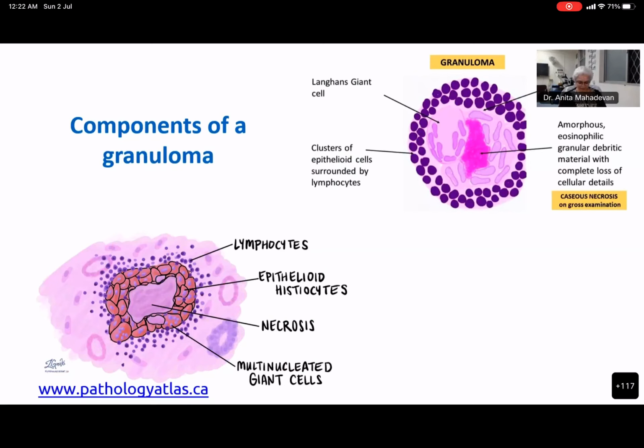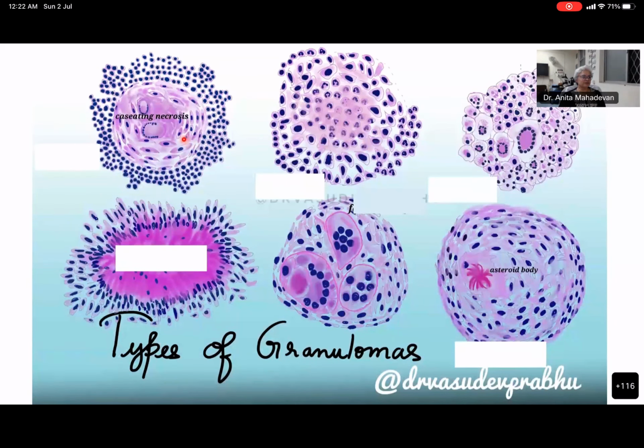Now, we know that there are several types of granulomas. So I'm going to put up a picture, and you're going to tell me which is what. We can start with the first one. Caseating necrosis, it's a tubercular caseating granuloma. Very good. And what is this one? Here in the center, you're seeing a lot of polymorphs, right? But in addition, you are seeing a few giant cells. You're seeing epithelioid cells. You're seeing a cluster of lymphocytes. So what kind of a granuloma is this?